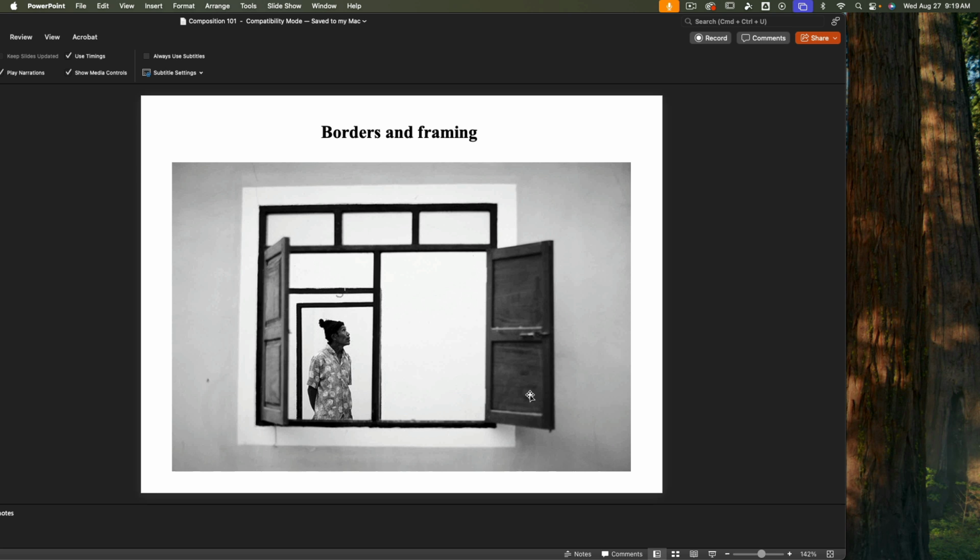Borders and framing. This is where we can use environmental objects and a subject to create almost a window. So we've got our figure right here. And the way that this window, literally, and even the doors are arranged, the frames draw our eye in right here.